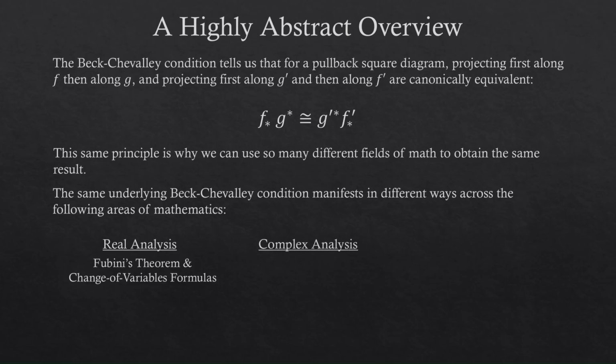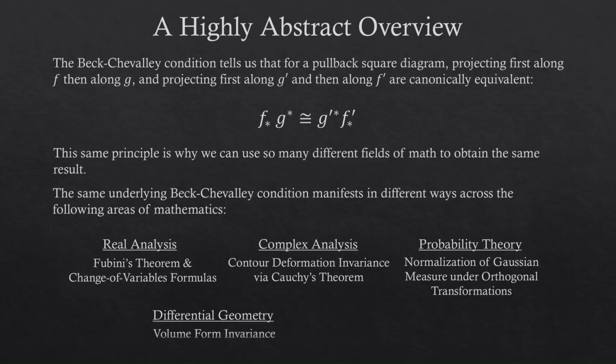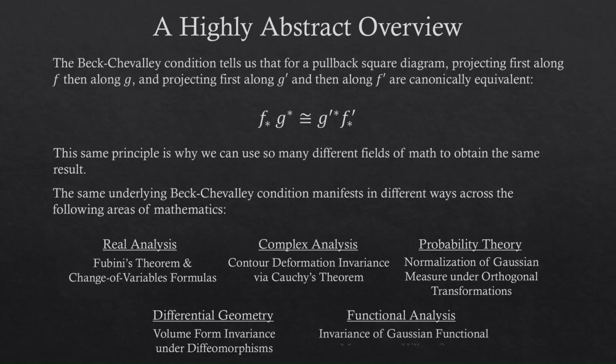In the field of complex analysis, we see it in the form of contour deformation invariance via Cauchy's theorem. In probability theory, we see it in the form of normalization of the Gaussian measure under orthogonal transformations themselves. In differential geometry, we see it in the form of volume form invariance under diffeomorphisms. And in functional analysis, we see it in the form of invariance of the Gaussian functional measure on Hilbert space.